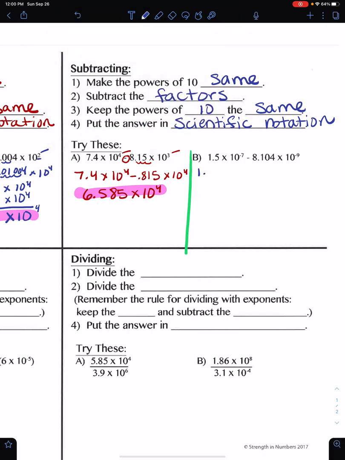Okay, here's another example over here. I'm going to keep the first one the same. This is a little bit different than the ones we've done before, only because these are negative exponents, but we still want them to be the same. So I'm going to make them both have an exponent of -7. So originally in this problem, I would have to move it 9 places this time to the left, because with a negative exponent, that represents a tiny number, and we're moving the decimal to the left.